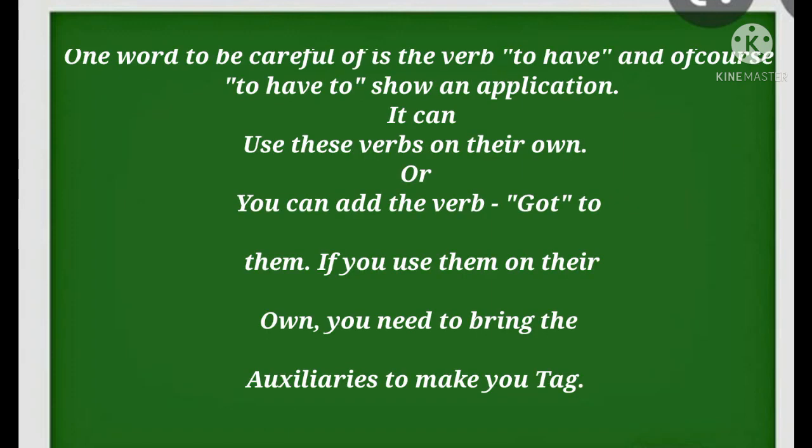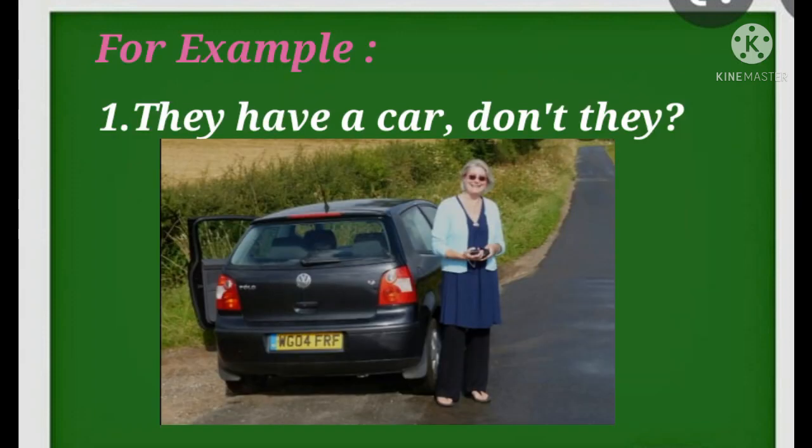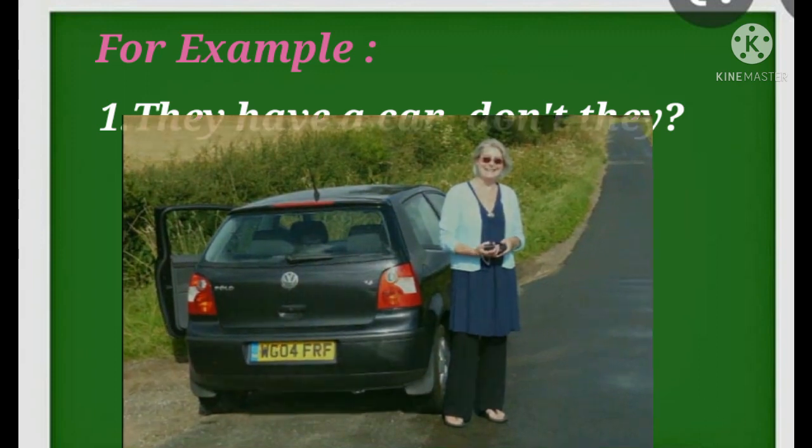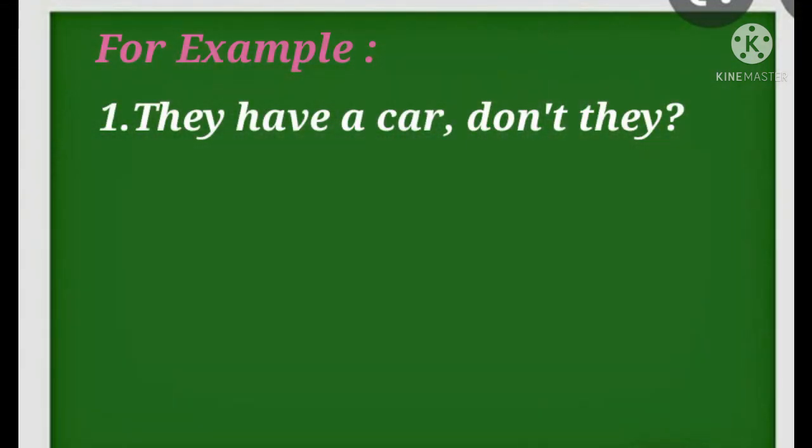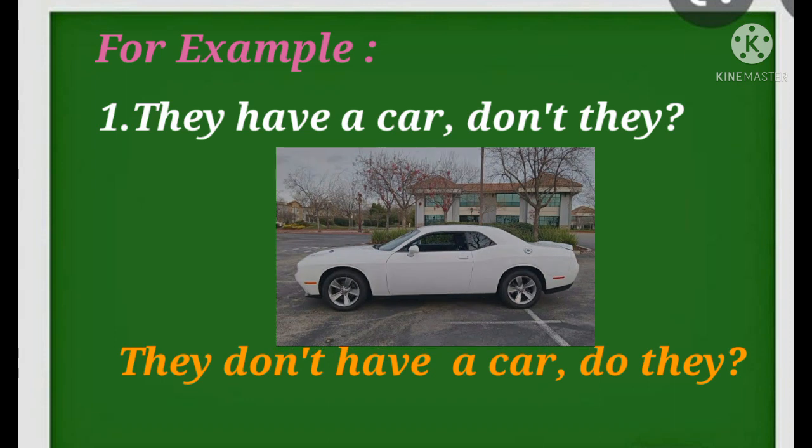Now, one word to be careful of is the verb to have, and, of course, to have to, to show obligation. You can use these verbs on their own or you can add the word got to them. If you use them on their own, you need to bring in the auxiliary to make your tag. Let's have a look. They have a car, don't they? In the negative, you can already see the auxiliary. They don't have a car, do they?